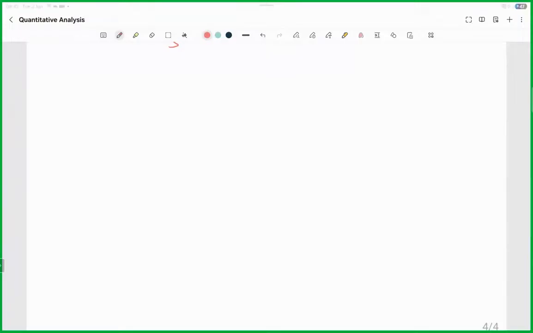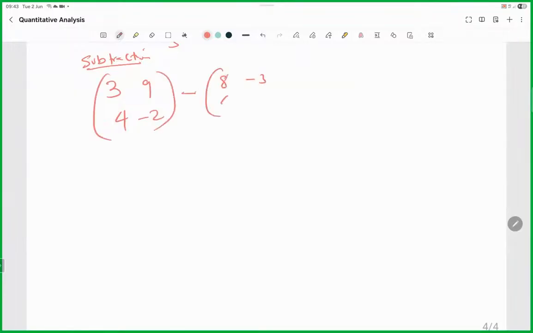So for example here, we're given 3, 9, 4, -2. We are told to subtract 8, -3, 4, -2, like that. To subtract. So first of all, these are 2 by 2 matrices. These are 2 by 2 matrices as well. So it means that the two are compatible for purpose of what here? Subtraction. For purpose of subtraction. So please go ahead and subtract for us.